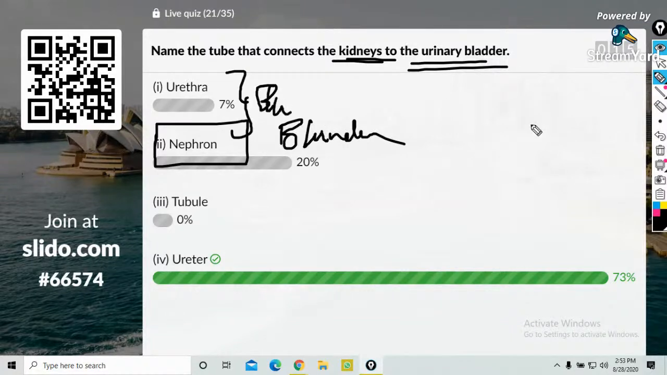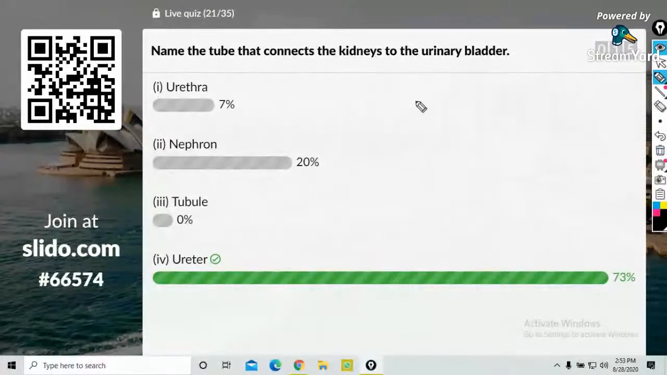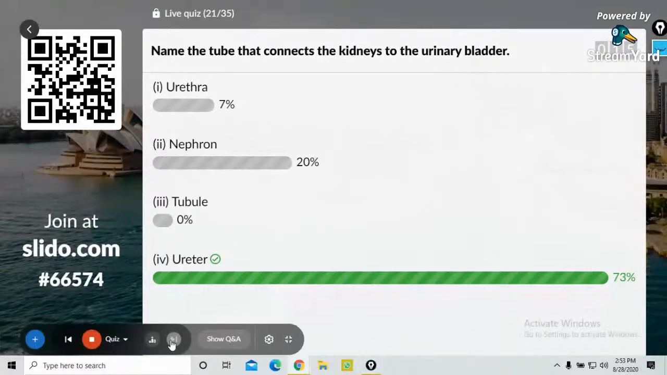Those who have written urethra, I'm not going to scroll, but the answer is ureter, because urethra and ureter are always a confusion for students. But nephron? What a silly answer. I don't know why you are not at all prepared for a test.